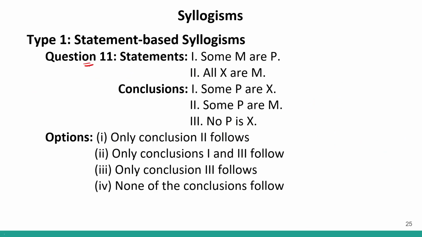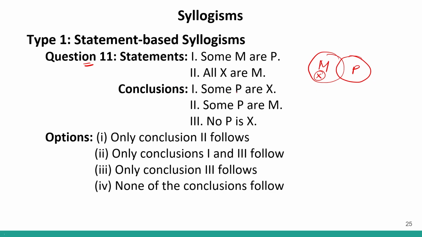Coming to question 11, set of 2 statements and 3 conclusions. Statement 1 says some M are P. So some M are P will be represented like this, correct? All X are M. So X will be a subset of M, because all X are part of M. It will be represented like this. This will be my Venn diagram.